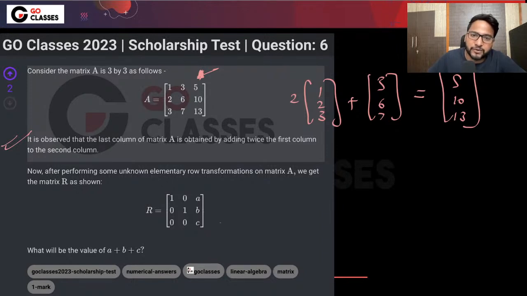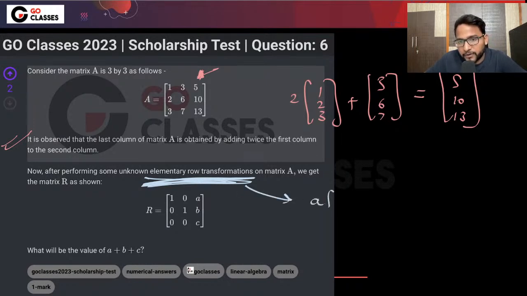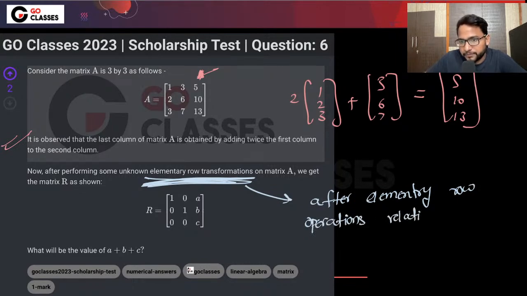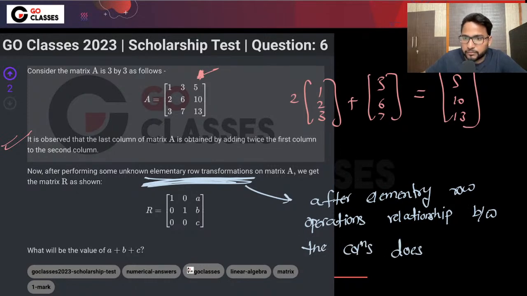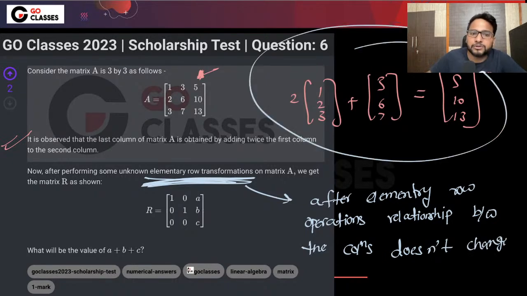Because there is one very important observation if you want to make: if you do elementary row operations, irrespective of what operation you are doing, the relationship between columns doesn't change. Okay, that's very much important. After elementary row operations, the relationship between columns doesn't change, which means if earlier this is the relationship, then also this is the relationship.